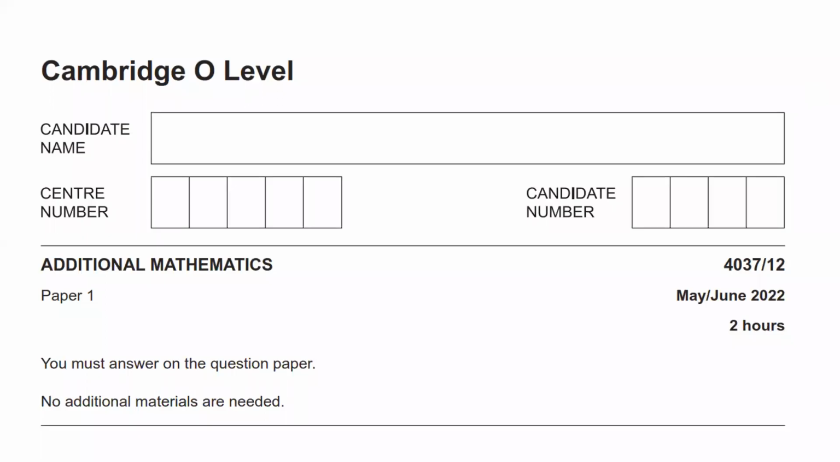Hello and welcome. This is Cambridge O Level Additional Maths paper number 1. The subject code is 4037. This is the May-June 2022 exam, version 2 for this exam. So let's start.